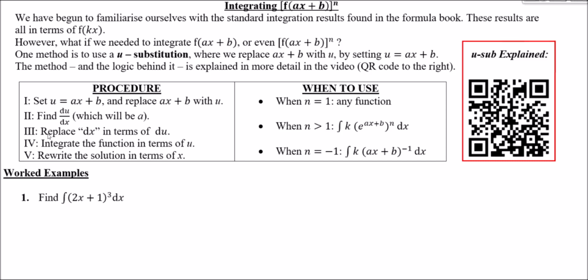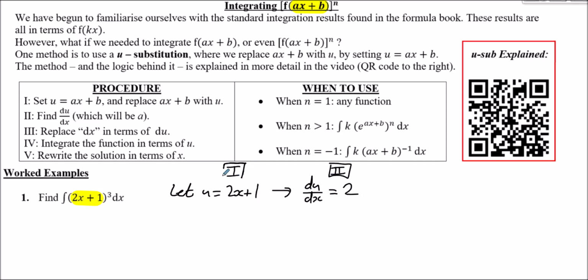So, worked example. This is from the notes. Is there an easy way of integrating 2x plus 1 cubed? Well, yes, there is. Let's use this method here. So ax plus b is 2x plus 1. Step 1, we're going to set u to be 2x plus 1. So let u be 2x plus 1. And step 2, find du by dx. So du by dx will just be 2.